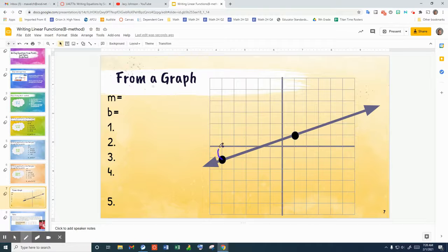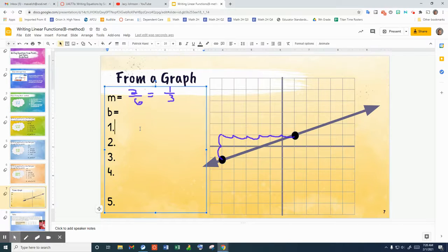So I'm going to go up 1, 2, which is my change in the y. So that's the top number, over the change in the x. 1, 2, 3, 4, 5, 6. So we know that it's 2 over 6. Now I look at my line, and we know that this is a positive slope, so I have to make sure that my slope is positive. And this simplifies to 1 over 3. Now, we have our slope.